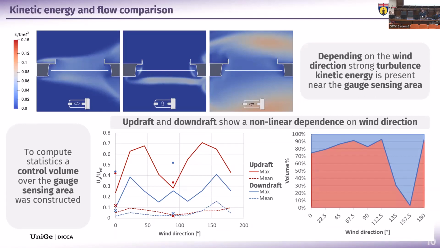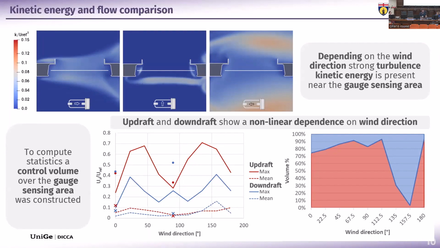It is also useful to evaluate some statistics around the gauge, so constructing a control volume just above the instrument sensing area, which is the part that is most probable to affect incoming hydrometeors. It is possible to observe that both updraft and downdraft show a very non-linear dependence on wind direction. Considering the left image, we see maximum values of the updraft that can reach as high as 70% of the free stream velocity, while for downdraft up to 40% of the free stream velocity. However, mean values are about 10% of the free stream velocity.